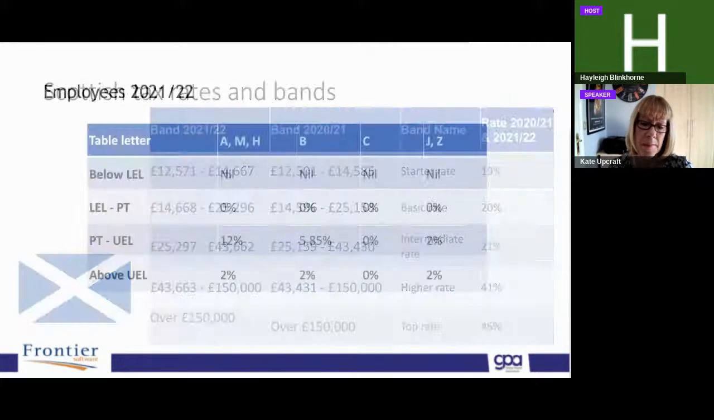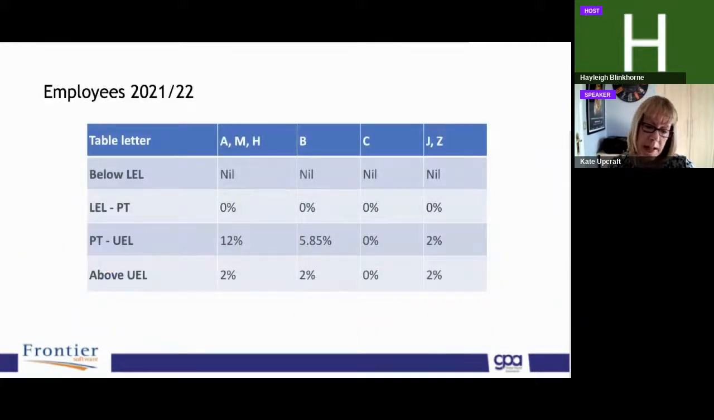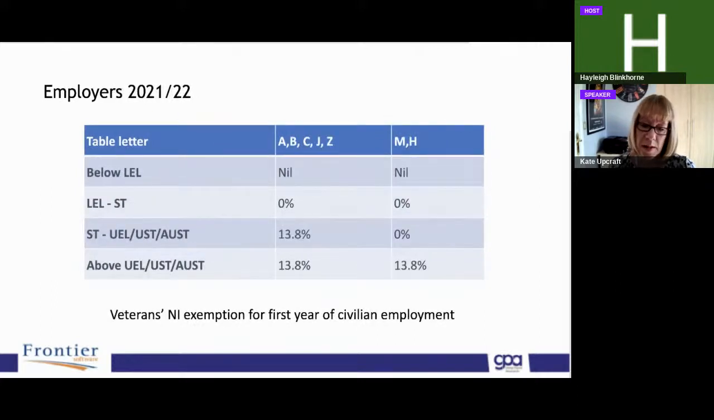Next one, please. If we look at national insurance or Social Security in the UK at the moment, unless something is going to be announced in March, there's no changes to the percentages for both employees, which you can see on the screen, and next slide please, or to employers either. So we still have 13.8% as the headline rate.